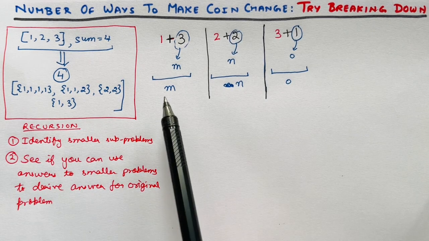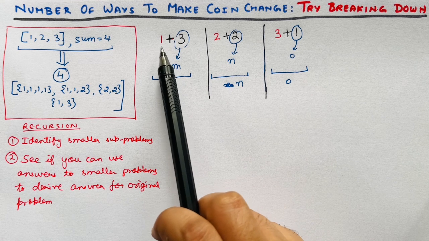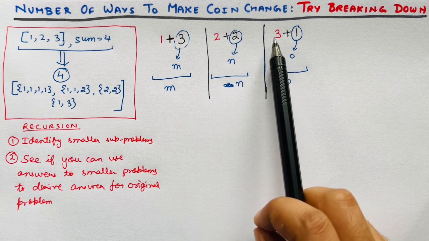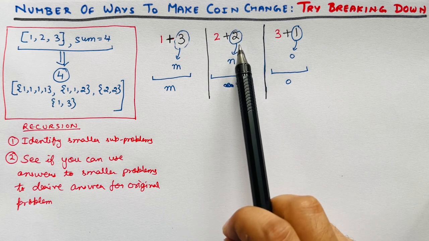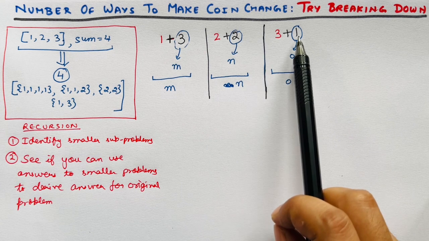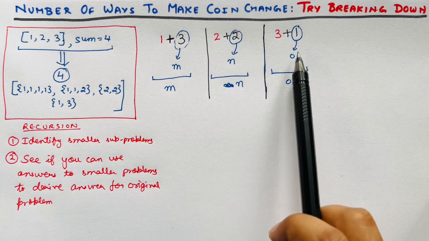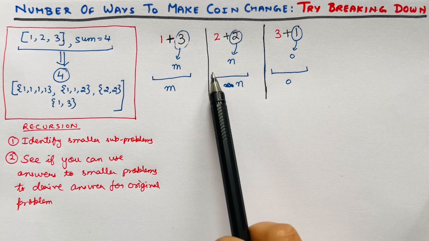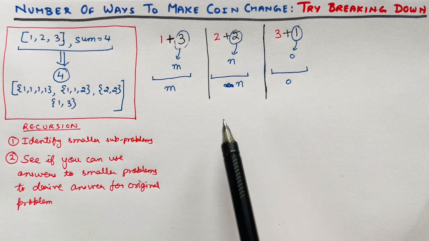But this was just one way of breaking this problem down. Instead of picking a 1 rupee coin, we could have also picked a 2 rupee coin or a 3 rupee coin. In that case, our smaller problem would have corresponded to rupees 2 and rupees 1. And let's say somebody gave us answers to these as well, n and o. Then the answer for 4 as per this will be n and the answer for 4 as per this will be o.